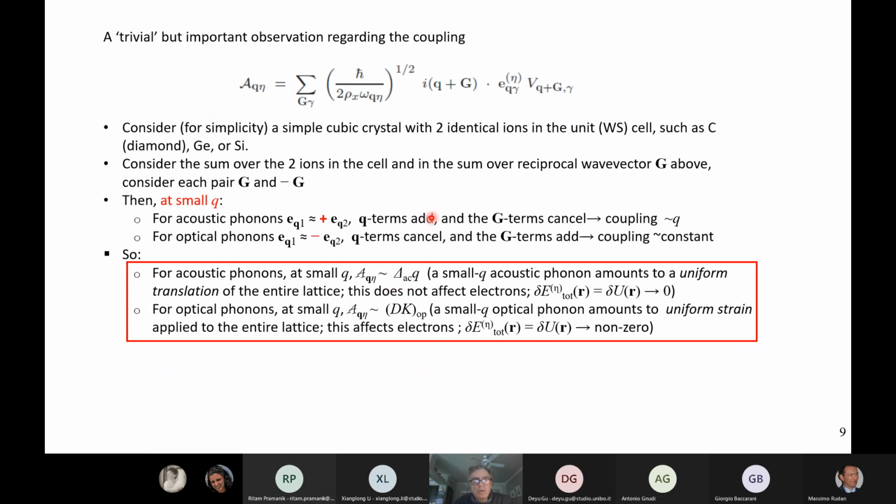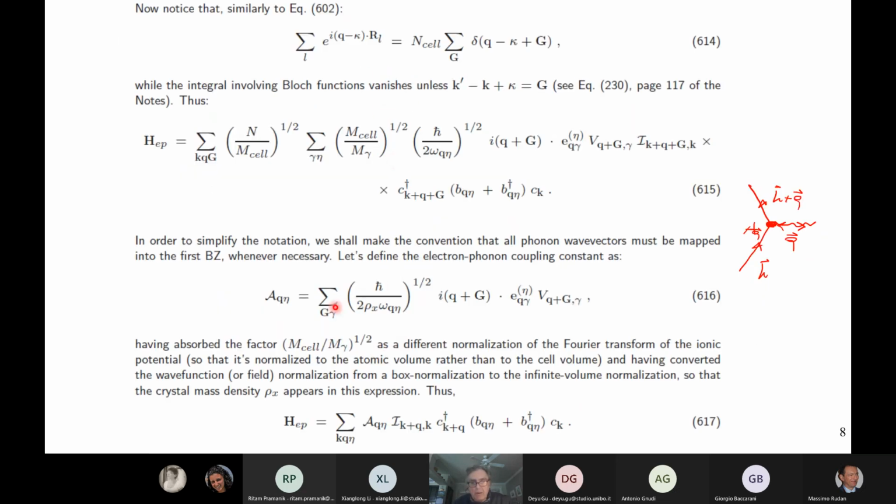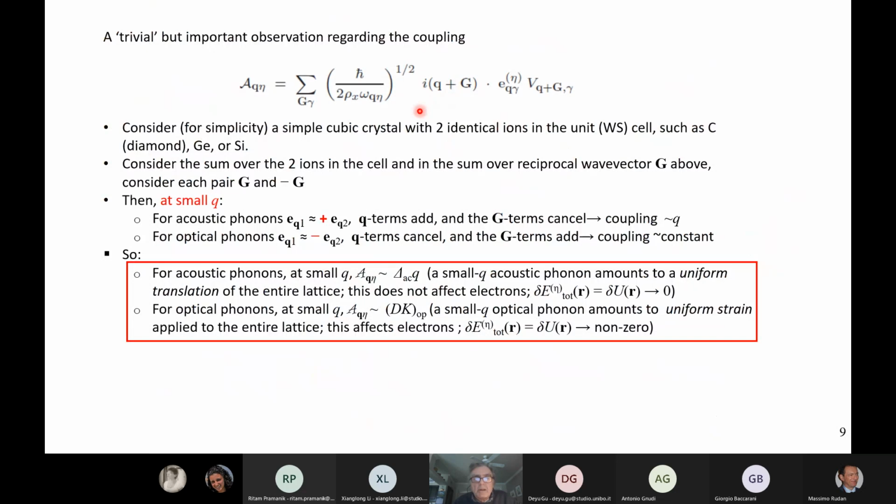Okay, one thing that we should notice is that, look at this sum. This is the same expression that I have here. I have copied it here. Consider the simple case of a crystal in which we have two identical ions in each unit cell, such as silicon, germanium, carbon in its diamond form, and so on. The argument I give here is more general, but this is easy to see.